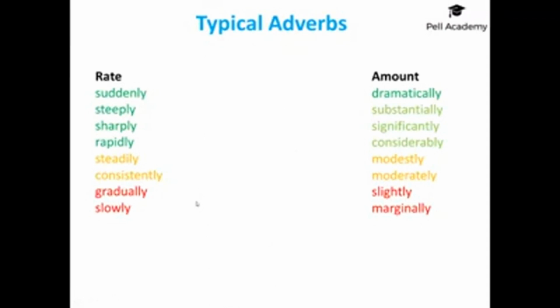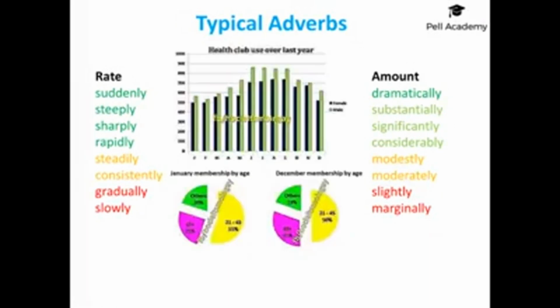Okay, so the next thing to take into consideration is, why did I divide these into rate and these into amount? So why is that significant, or why should we care whether they refer to the rate or the amount? So let's just have a look at this chart here. So the bar chart goes from January to December, whereas the pie chart represents what happened in January and what happened in December.